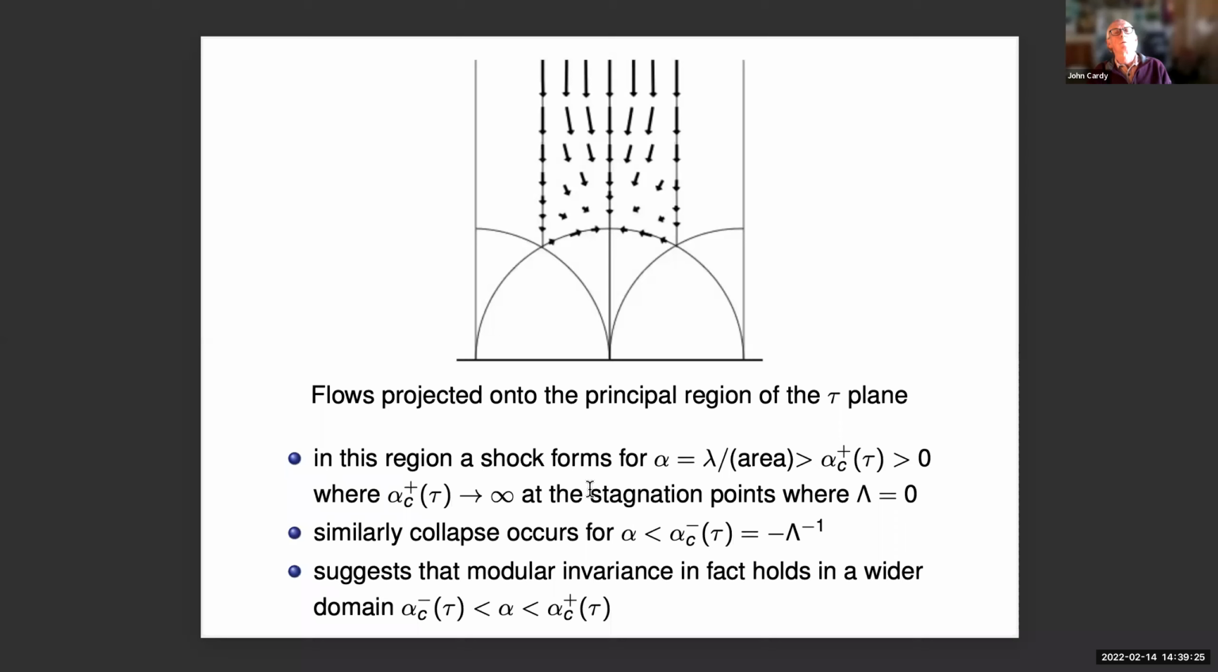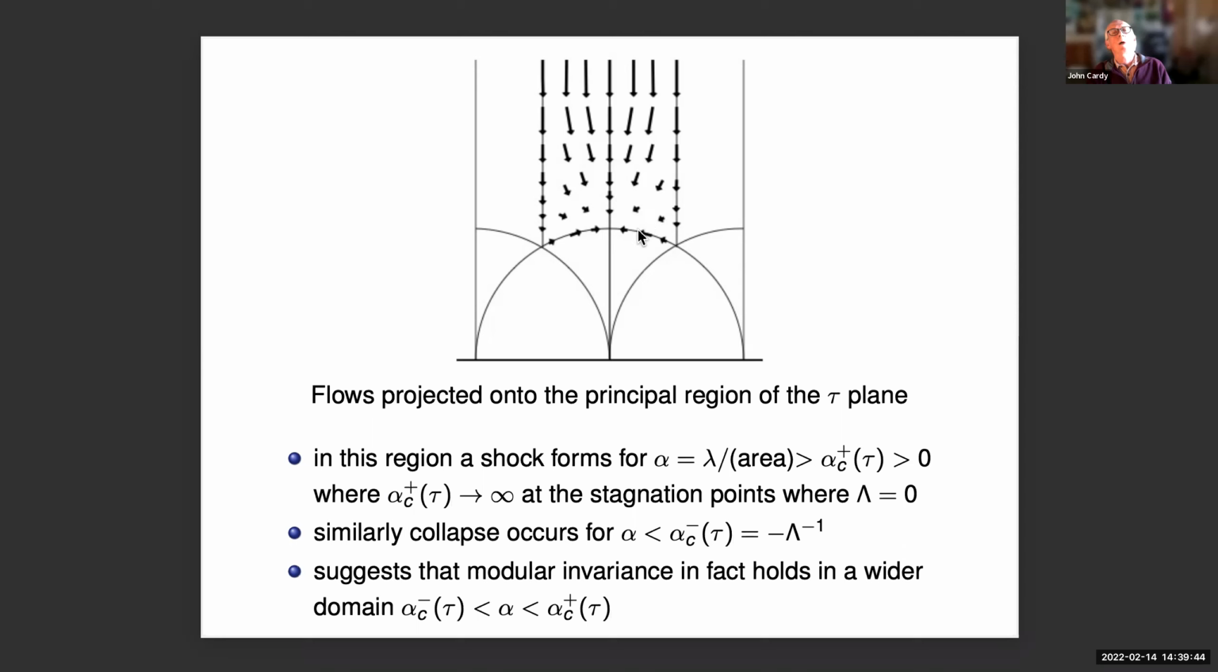So that's the holomorphic sign of lambda. Whilst for lambda positive, what we get is that before the area goes to 0, we always get the formation of a shock wave. And so then we get a Hagedorn type singularity.